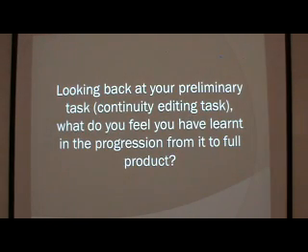Looking back at my preliminary task, the continuity editing task, what did you feel you have learned in the progress of written film?